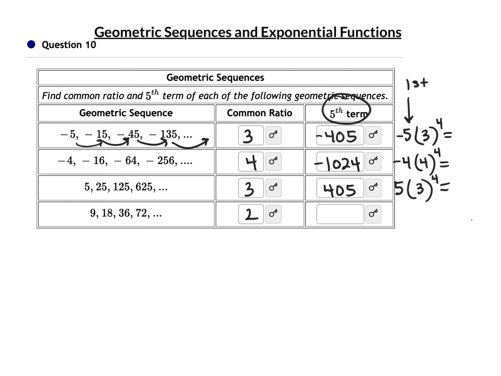And the last one, it begins at 9. When you move one position, you multiply by 2. 9 is the first spot. We need to move 4 places to get to that fifth spot. And the answer is 144.